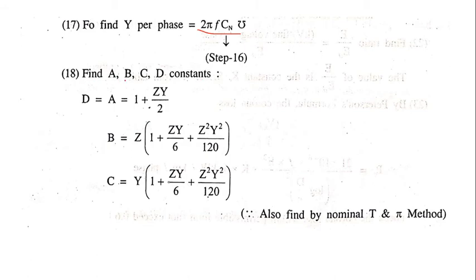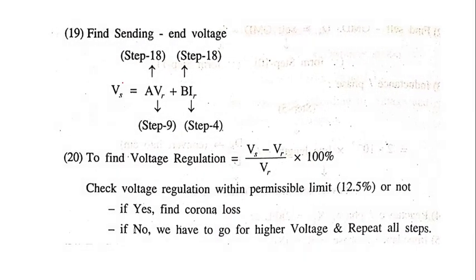Finding the ABCD parameter constants, D is equal to A is equal to 1 plus ZY by 2, B is equal to Z into 1 plus ZY by 6 plus Z square Y square by 120, and C is equal to Y into 1 plus ZY by 6 plus Z square Y square by 120. Also find the nominal T and pi methods. Okay, this is how we are going to find them.